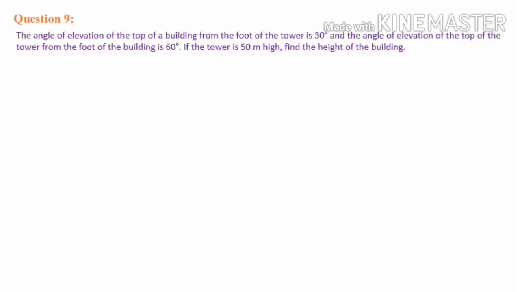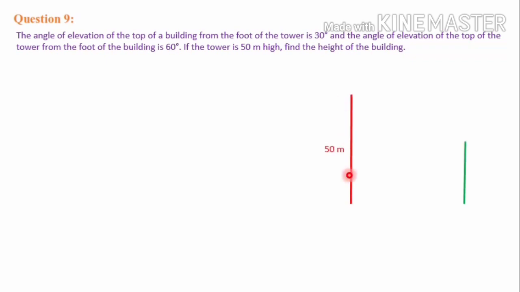This question is a little bit confusing because there are several words like top of a building, foot of the tower repeating. So we have to go through the question very carefully and visualize it. When you go through the question, it talks about a building and a tower. The tower height is given to you, 50 meter. So let's represent it first.